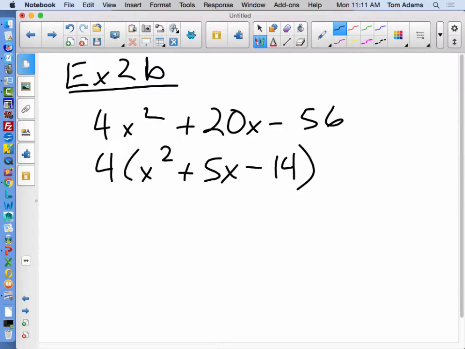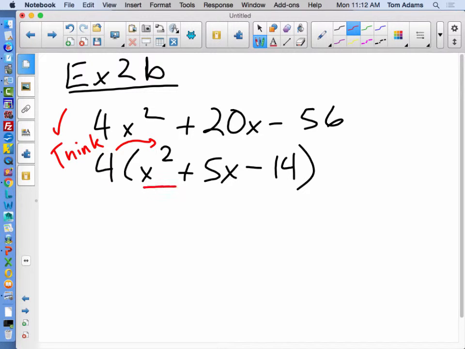14. Okay, now what happens is, you always double check. When you factor something out, multiply it back in and make sure you get the line above, right? So I would think in my head, this is what you want to think. You don't necessarily have to write it out, but just think it through. 4 times x squared, 4x squared. 4 times 5x, 20x. 4 times negative 14, negative 56. As long as that matches up, you're good.